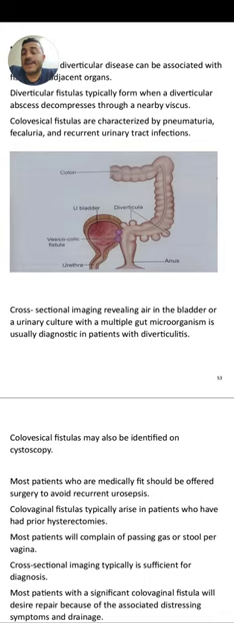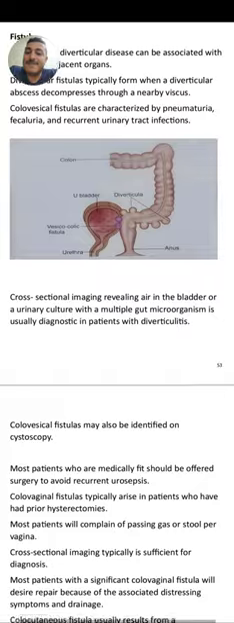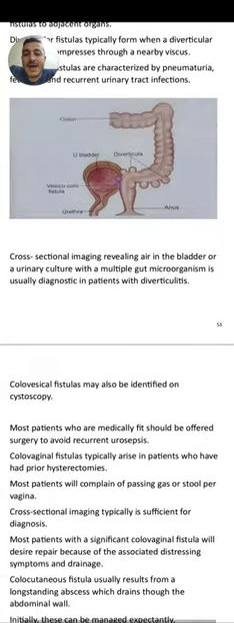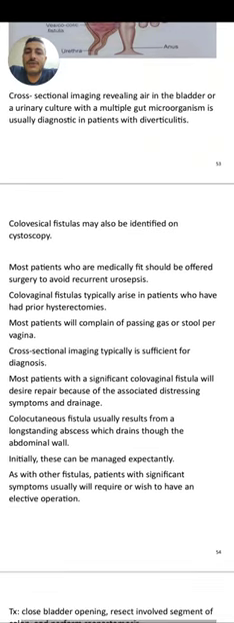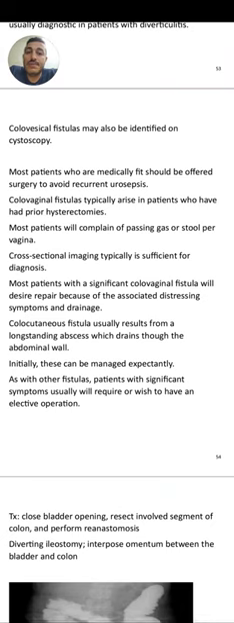As I said, what is the investigation of choice to pick up a fistula? Recently, imaging is enough, CT is enough. If there is air in the bladder without instrumentation in the background of diverticulosis, this is a fistula. I said eventually this patient needs surgery to prevent urosepsis.